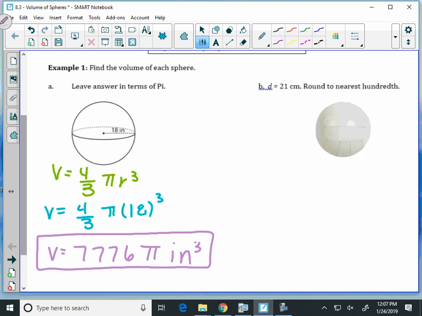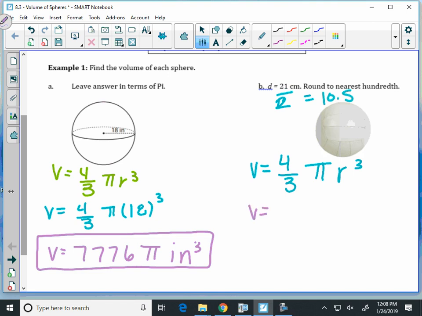If we take a look at the next one, we have a volleyball. We're going to find the volume of this volleyball. A volleyball is a type of sphere, so I'm going to write down the formula for a sphere. What's the radius of this volleyball? Good. They gave us the diameter was 21, so cut your diameter in half to get 10.5. So that's what you're going to plug in for r.